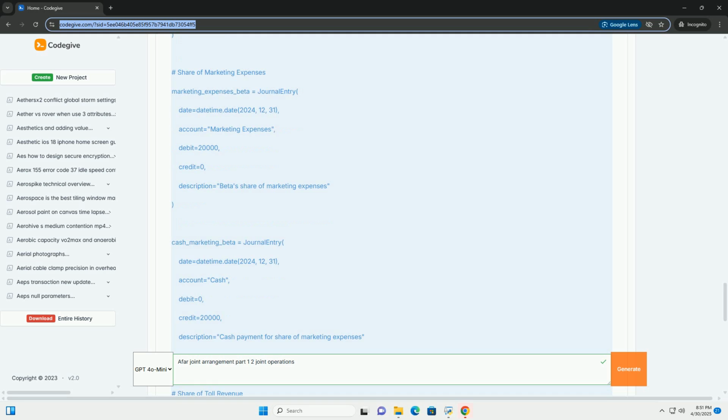Revenue: share of toll revenue, 60% of $500,000 equals $300,000. Journal entries, Alpha Corp.